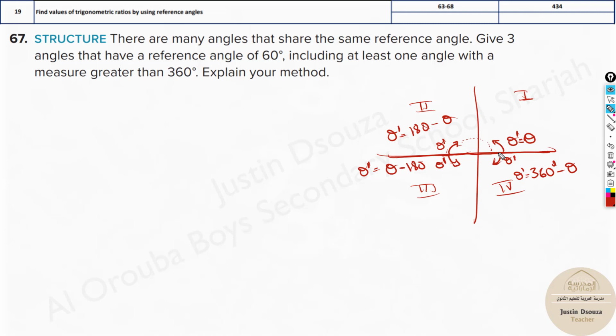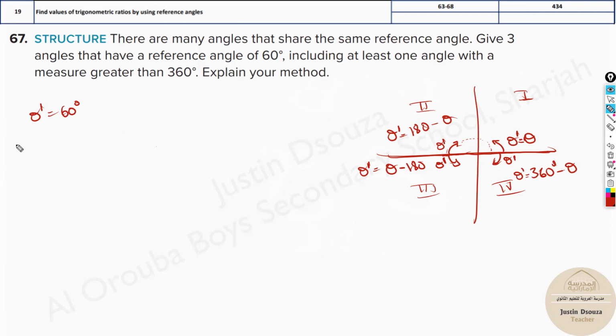So if you understand it's from the axis, then even if you forget the formula altogether, you can analyze it and get the formulas by yourselves. Once we understand this, then we can easily solve it. Give 3 angles that have a reference angle of 60 degrees. They have told theta dash is 60 degrees, including at least one angle with a measure of greater than 360 degrees. We'll come to this in a while. Now they have told the reference angle of 60 degrees must be there. We need to find the angles that will cause them.